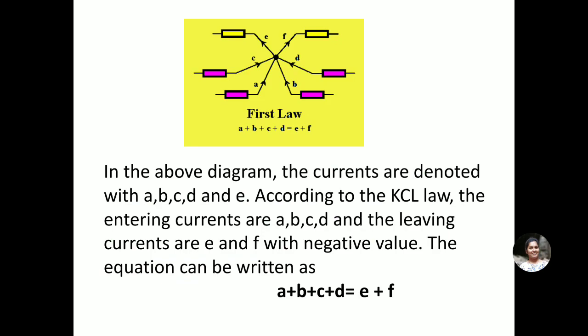So what I can write is that the sum of all the incoming is equal to the sum of all outgoing, right? So A plus B plus C plus D will be equal to E plus F. Or we can write it as A plus B plus C plus D minus E minus F is equal to 0. This is how we write an expression for KCL. So according to KCL, the sum of all the currents entering the node or the sum of all the currents leaving the node should be equal to 0.